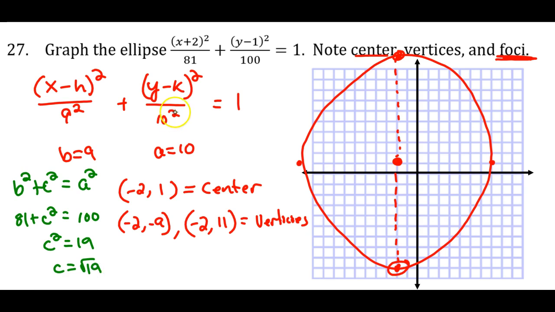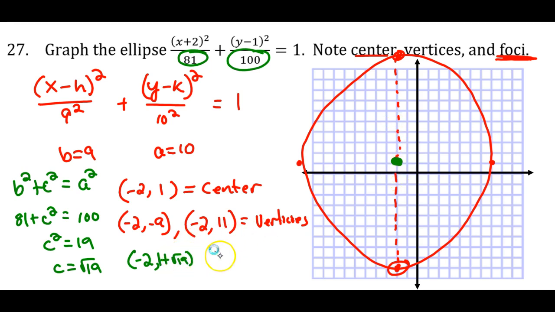A good way to remember this is you always just take this one minus this one, the bigger number minus the smaller number, and then square root it. That will be c every time when you're talking about ellipses. And so from here, this is the center, and I know that's at -2, 1. So I'm going to say -2, 1, plus the square root of 19 will take me up to where I need to go for the first foci.